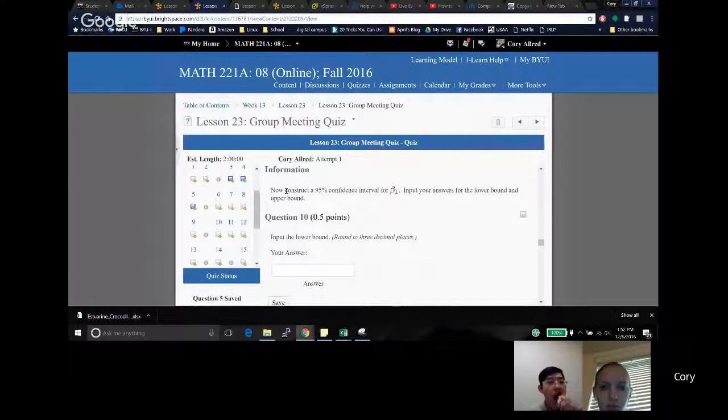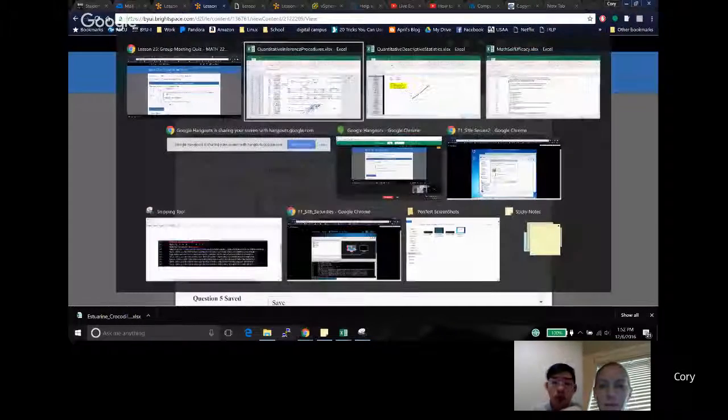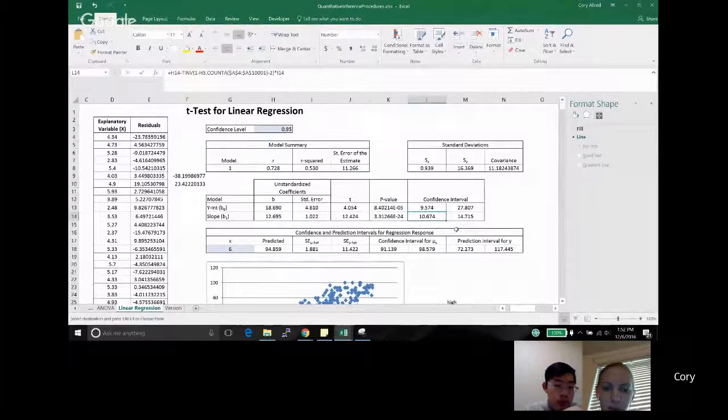Okay, what is a 95% interval? So the lower bound for B1 is 10.674. Is that right? This one. And then the upper is 14.715.